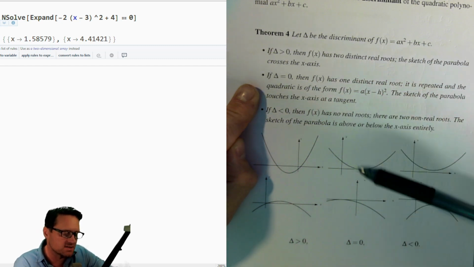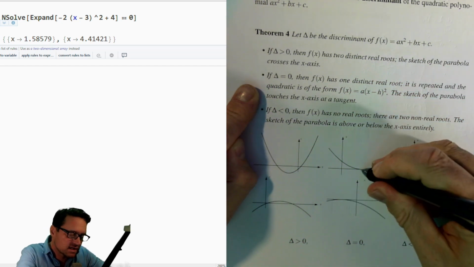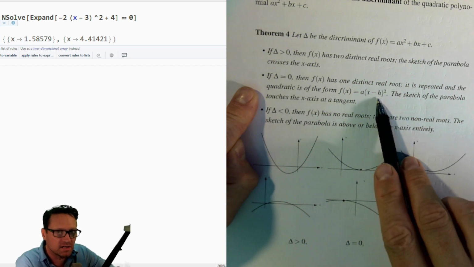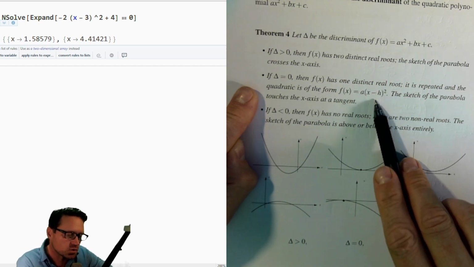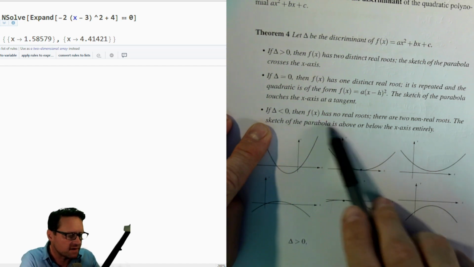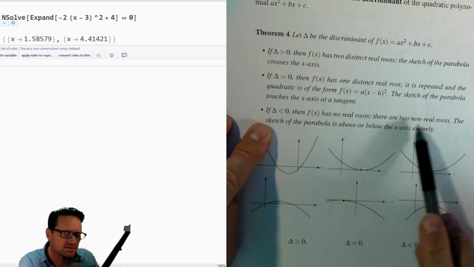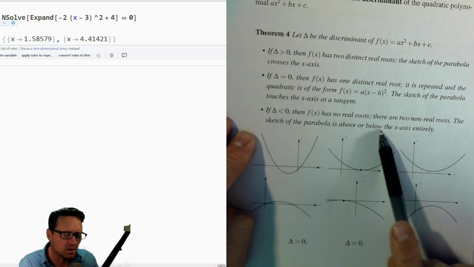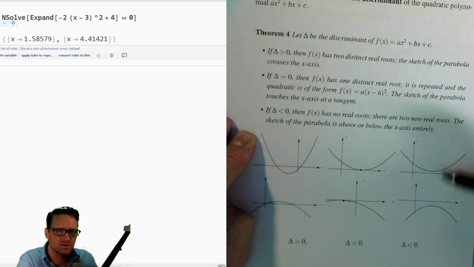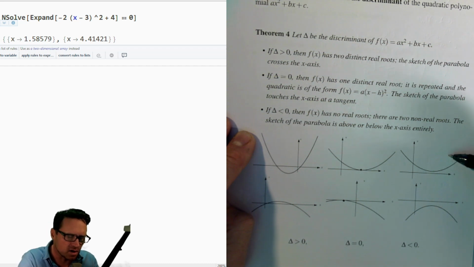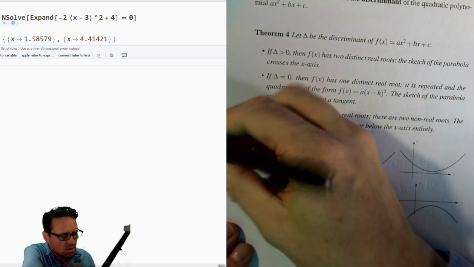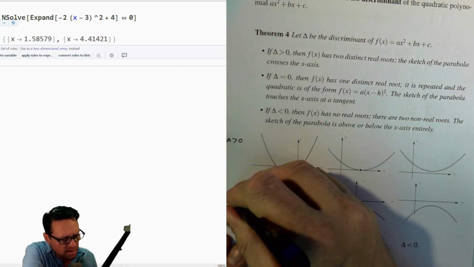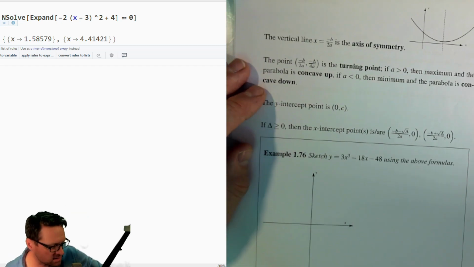So that touches the x-axis at a tangent, a single tangent point. But because that's in a square, I call that a repeated root. So x equals h is a root of this twice. If delta is negative, then f of x has no real roots, but there are two non-real roots, complex. That means that the sketch of the parabola is either above or below the x-axis entirely, like what we see in these two pictures. So this is concave up, when a is positive, and this is when a is negative. So all of these in the top row have a positive, and all of these in the bottom row have a negative, like so. Okay, continuing.